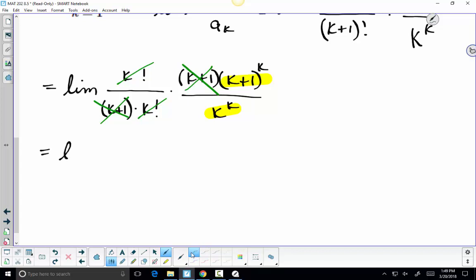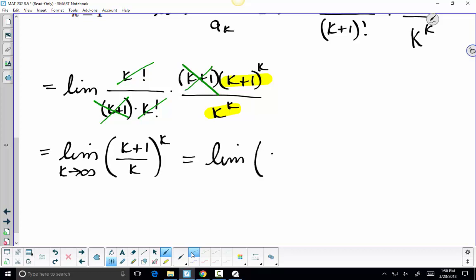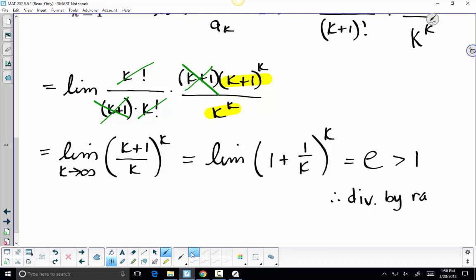Let's see if our hunch was right. The limit as k goes to infinity of this, that. And usually when you first see the whole e business, it's written in this form, so I typically will go back to that. That's e to the 1. So what does that tell us? For a geometric series, if we have a ratio that's bigger than 1, what's our conclusion? We diverge, because that is greater than 1. So diverge by ratio test, R is bigger than 1.